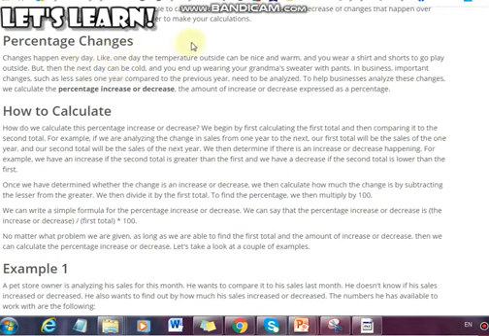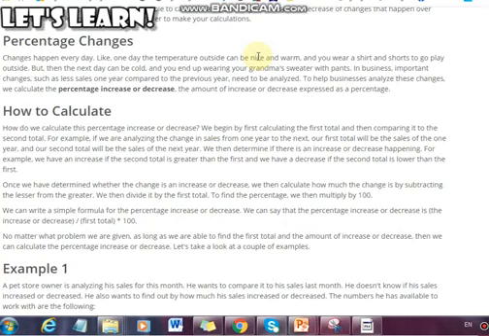Like one day the temperature outside can be nice and warm, so we know that when it is warm, the temperature is higher, and you wear a shirt and shorts to go out to play. But the next day it can be cold, so you all know that when it is cold, the temperature decreases, it comes down. When it was warm, the temperature was rising, it was increasing in value. But when it is getting colder, the value is coming down, the value is decreasing. You end up wearing your grandma's sweater with pants.